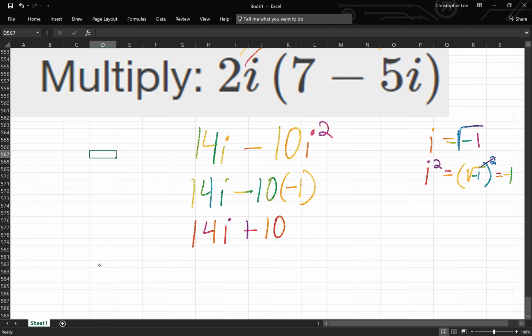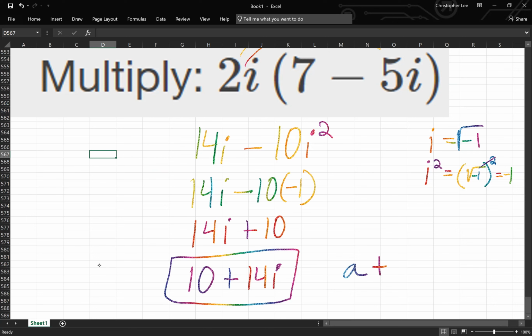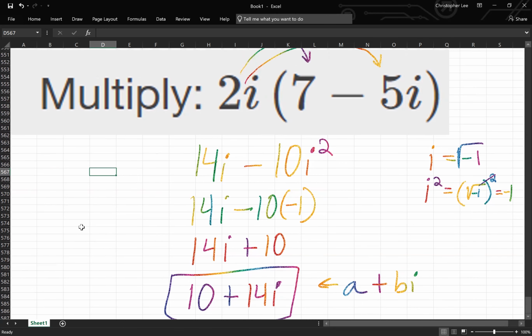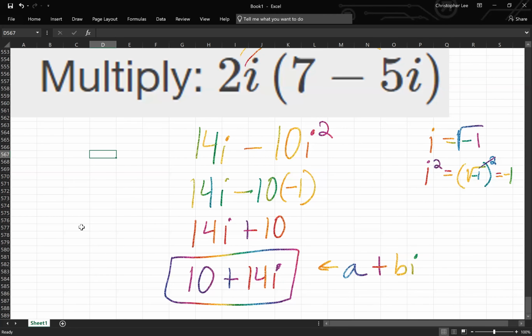But you know I want this in standard form. So standard form is what? 10 plus 14i, and that's it. Look, standard form is a plus bi, so we want it to look like that. But not bad, right? You just distribute it, boom, boom, and then that's it.